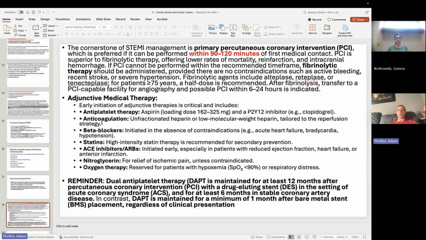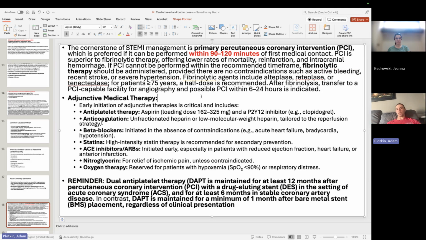But again, you hit it on the head. 90 to 120 minutes, we want to get them to the cath lab. If we can't, fibrinolytic therapy. Just be careful. If they have active bleeding, recent stroke, or severe hypertension, we're going to want to not give them fibrinolytic therapy. That's probably not step 2 land. That's probably more step 3 land. So you'll probably be fine.